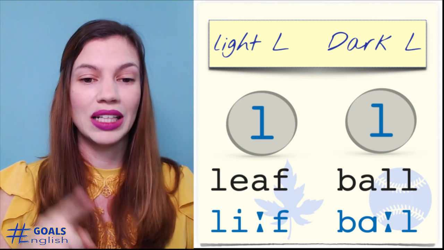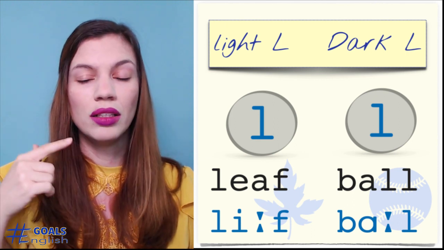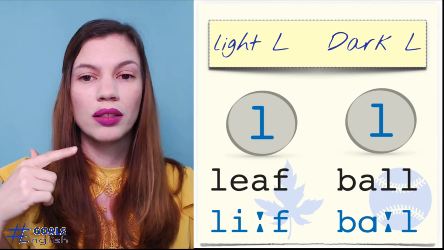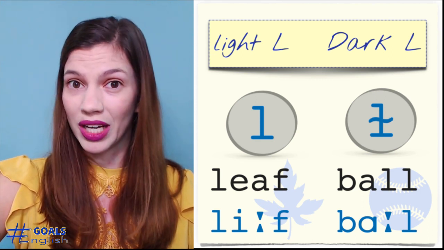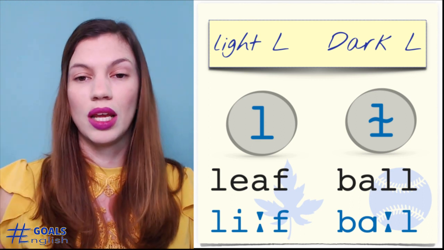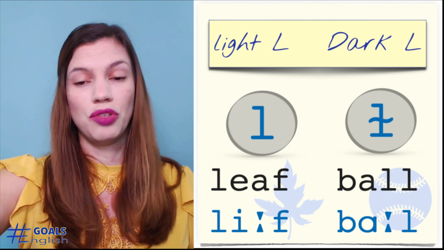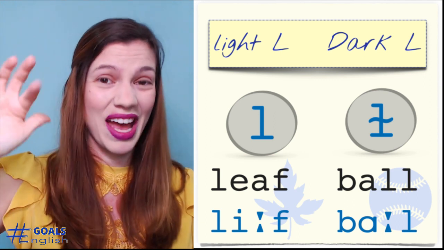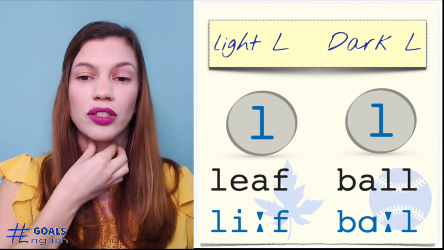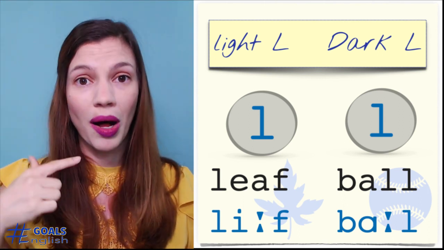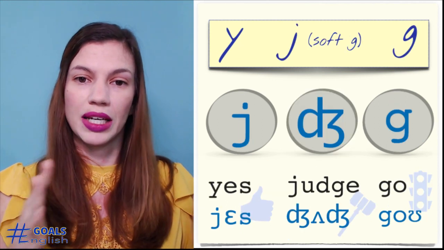So let's look at the light L. L, leaf, leaf. Dark L, ul, ball, ball. Now some people will say that this is a symbol for the dark L, and it is. You'll see it in other languages, but as far as I've seen in most American dictionaries, you will not get the benefit of that extra symbol. So you have to know that the ending L has a little extra before it, right? Ball.